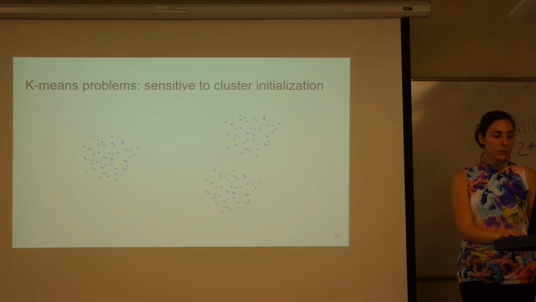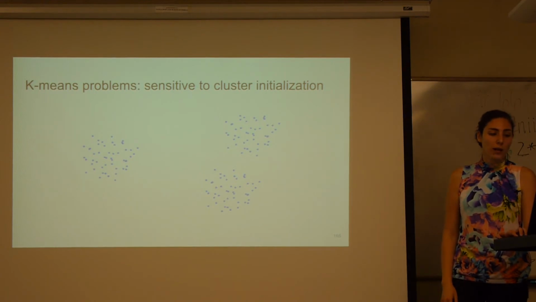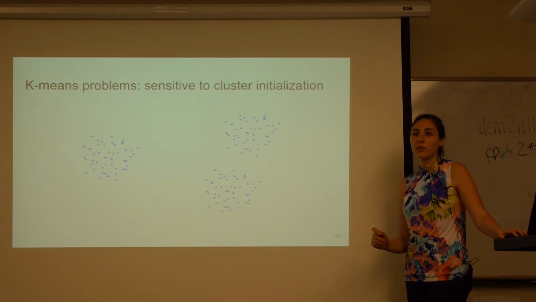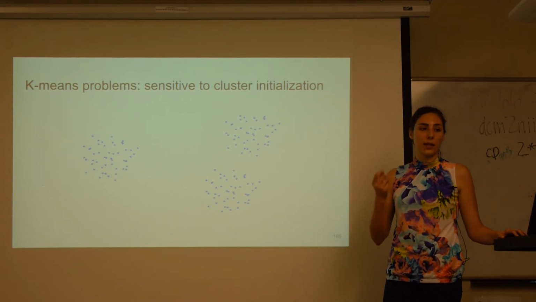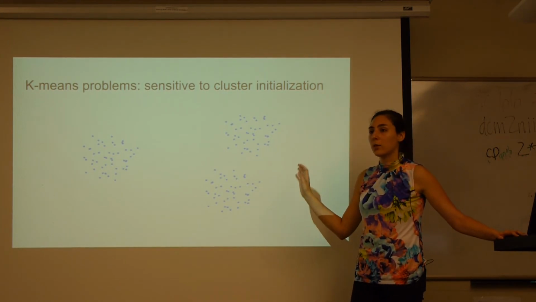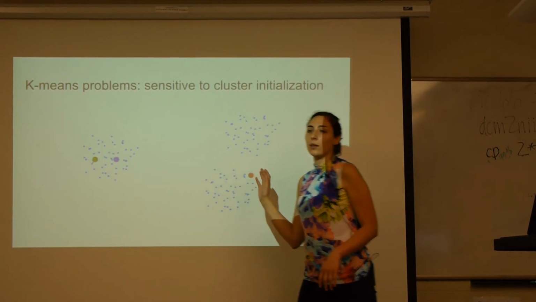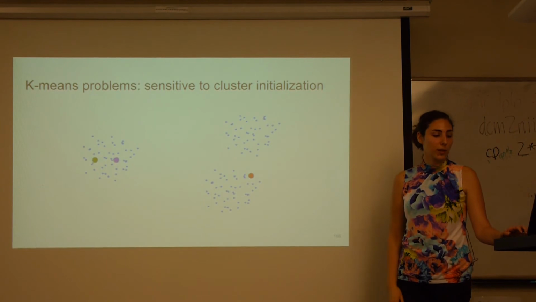Okay. So there are many problems with k-means. One is that it's very sensitive to where you initialize the centers of the clusters. Let's say we have this data to begin with, and we initialize these 3 random starting points for the cluster means.